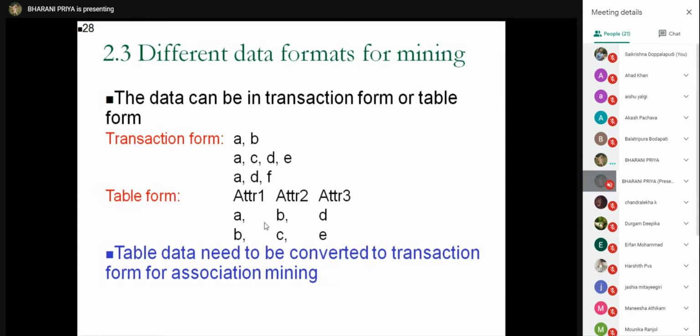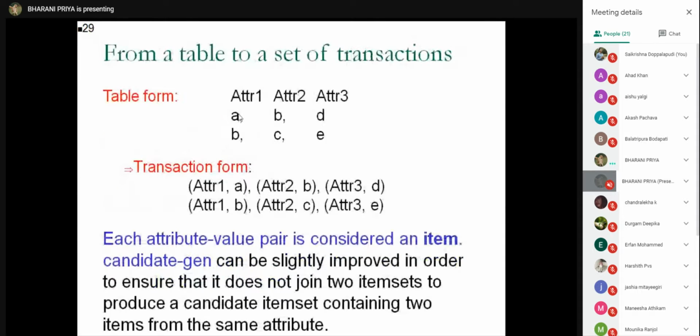How will you convert? Any idea? You will apply the association algorithm on the transactional data, but we have the data in the form of a table. That table you need to convert into transactional form. So for this, see, for converting into the transactional form, take the values of the particular attribute along with the attribute name. So this becomes one item. Attribute 1 along with the value of the attribute will become one item. Attribute 2 with its value will become another item.